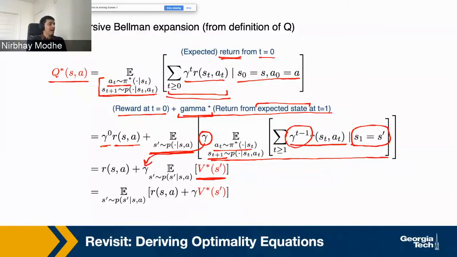With this, I have now written my expected sum of discounted reward starting from t equal to 0 to infinity in two parts.